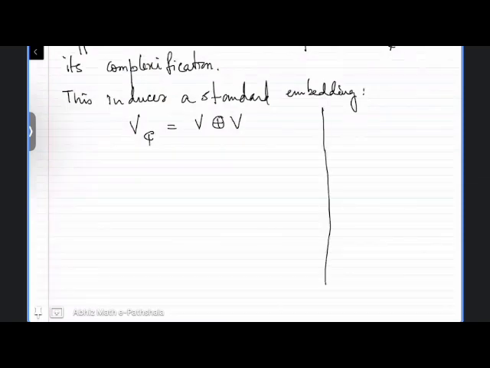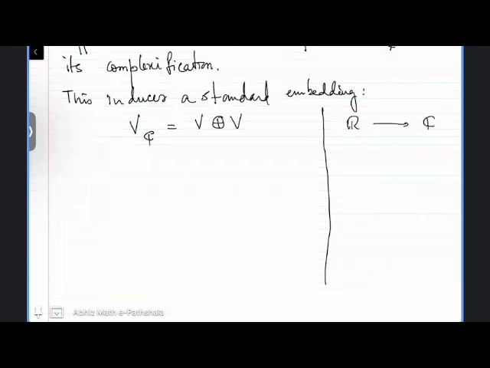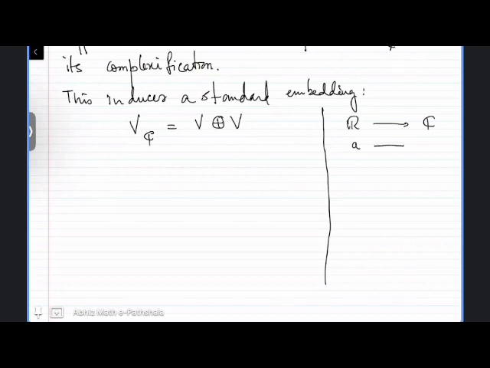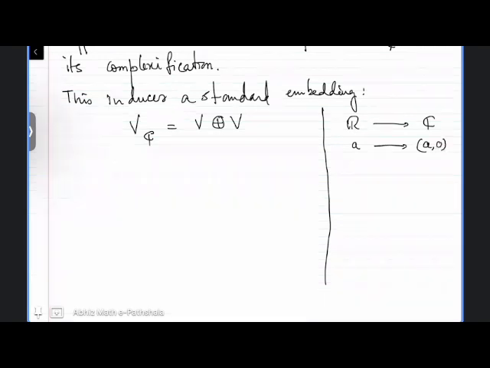Now, if you recall the construction of C as a field, then we have seen that there is a map from R to C. Right? What is the map? If you take any real number a, then we have chosen the map to be a comma 0. And this is a standard embedding. Right? Why is it so?